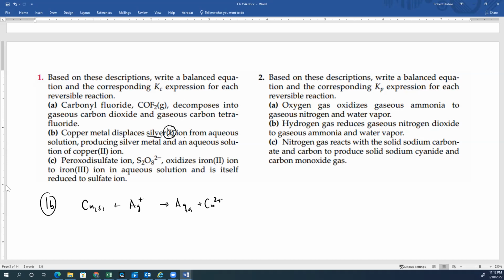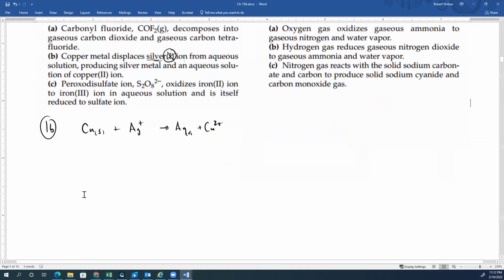One, just by looking at the total charge on the left and the total charge on the right. Total charge on the left: copper and silver are neutral, so the total charge is +1 on the left and +2 on the right. There's a mismatch of charge. The charges aren't balanced. That's one way.